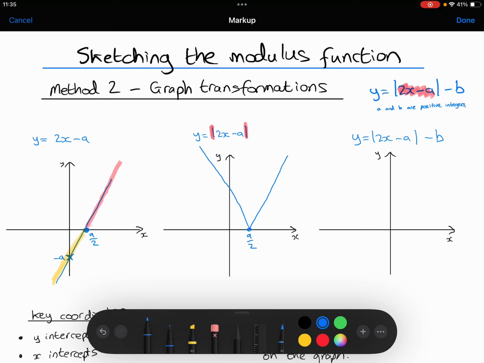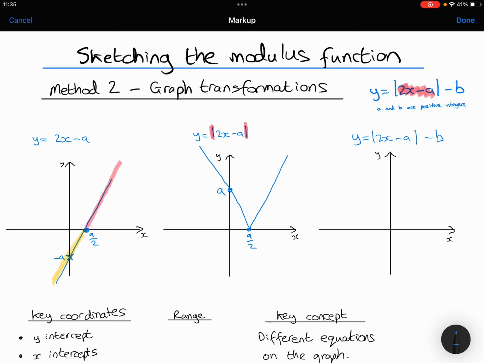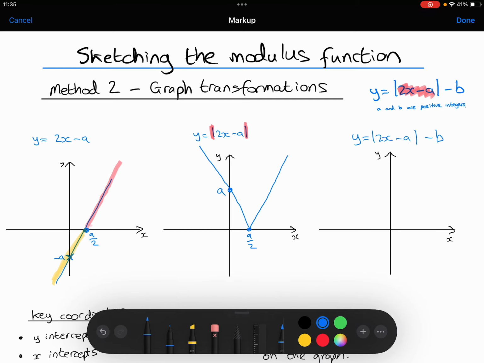So it's going to look something like that, where it now intercepts on the y-axis at positive a. So just to repeat, this is the regular part of the graph, the 2x minus a part of the graph, where the modulus had no effect. This part of the graph here, that's the bit of the graph where the modulus did multiply it by minus 1, it did affect it. And so I could say the equation of that yellow part of the graph is minus 2x plus a, because it's got a negative gradient and a positive y-intercept.